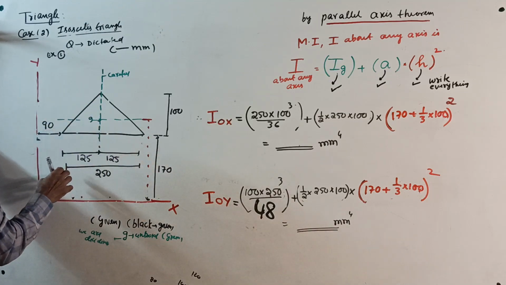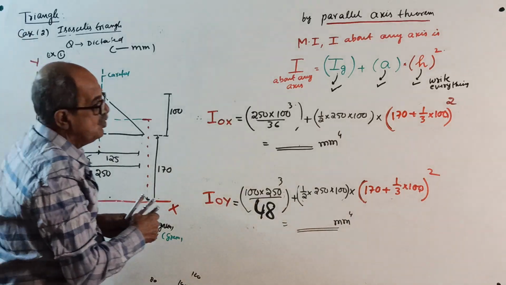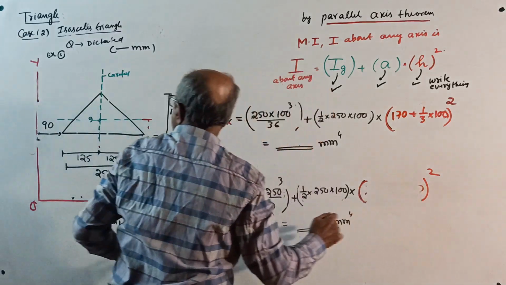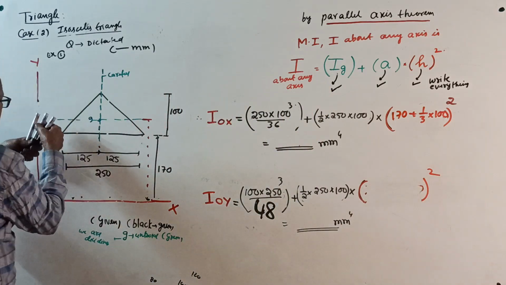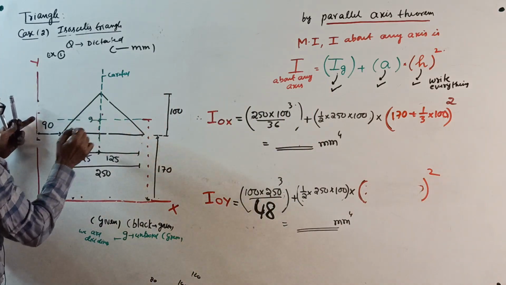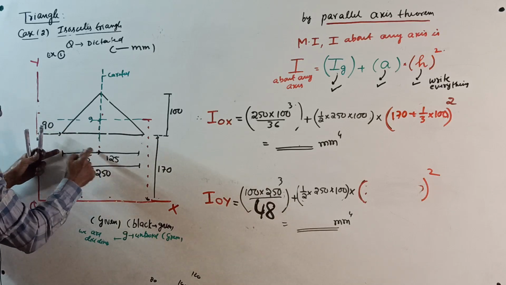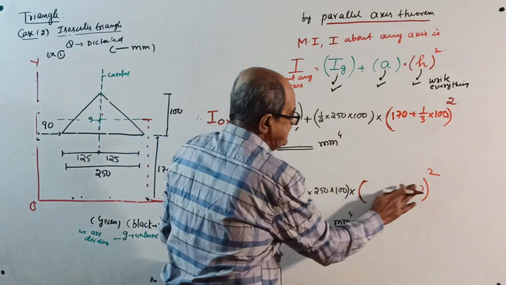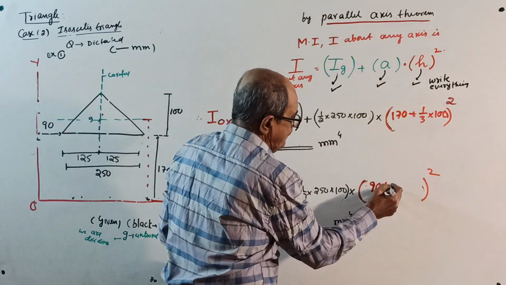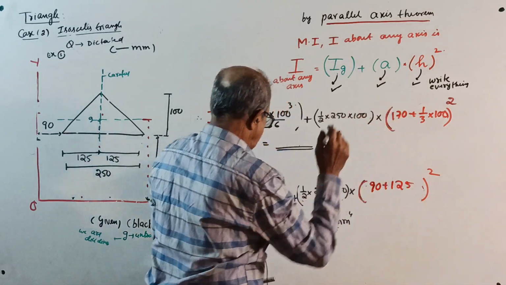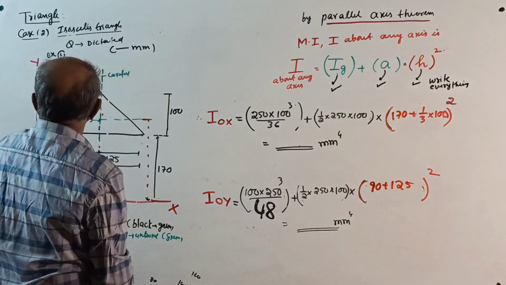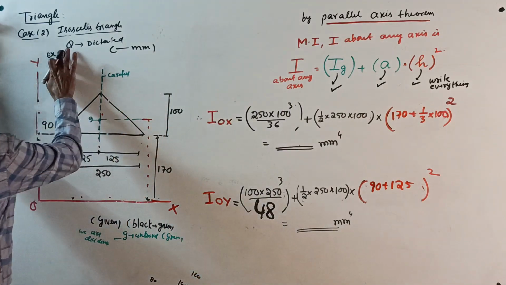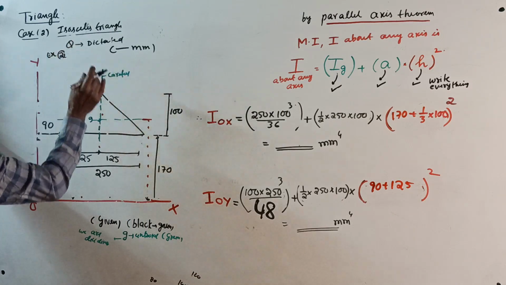That is half into, oh, I don't know why I wrote the same answer here once again. Okay. Into this distance square, which is 90 plus 125. Directly, center. 90 plus 125 whole square, you get I about OY. Okay, now, example 2. Same question, example 2.